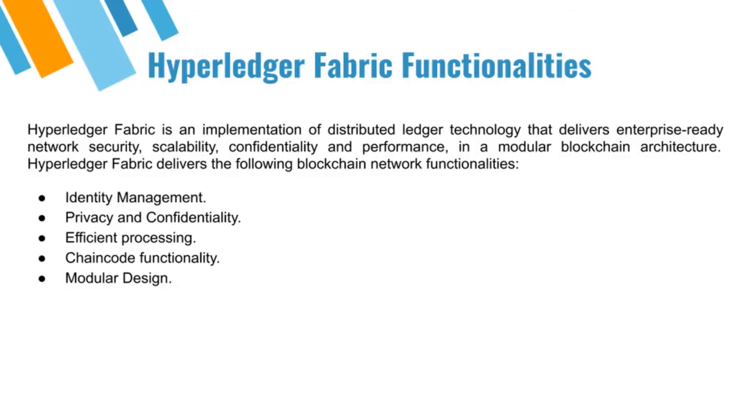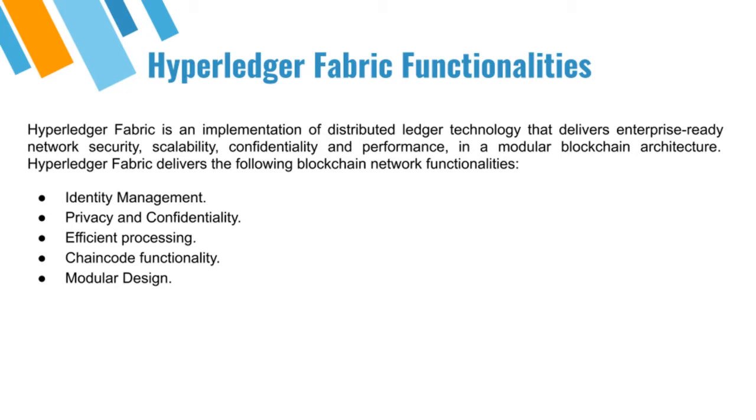Now let's go and discuss some of the major functionalities for Hyperledger. Hyperledger, as we have stated, is an enterprise-ready solution which provides network security, scalability, confidentiality and performance. Moreover, Hyperledger offers a modular blockchain architecture which allows you to maintain each component separately. With these structures, Hyperledger provides the following functionalities: identity management, privacy and confidentiality, efficient processing, chain code functionality, and modular design.